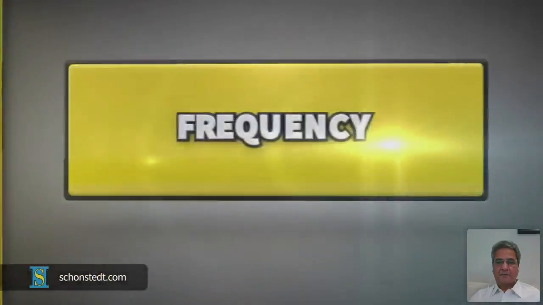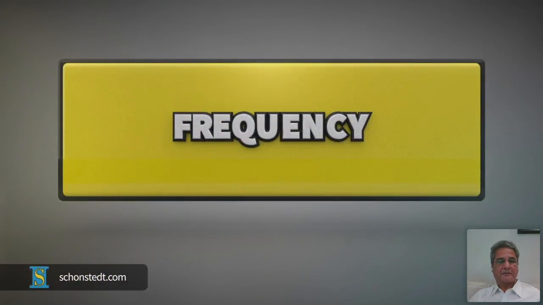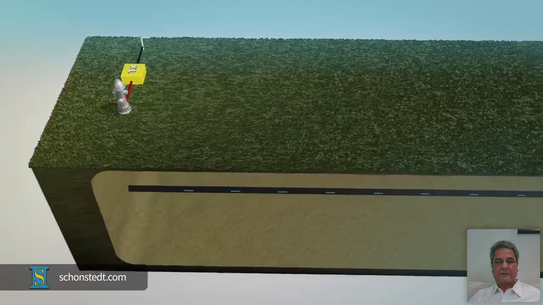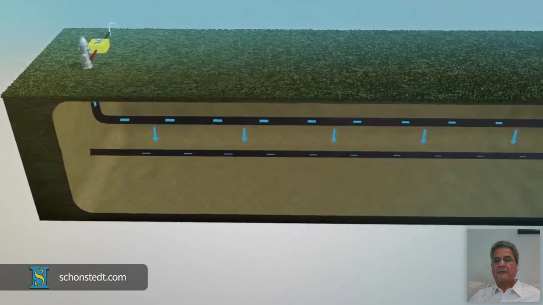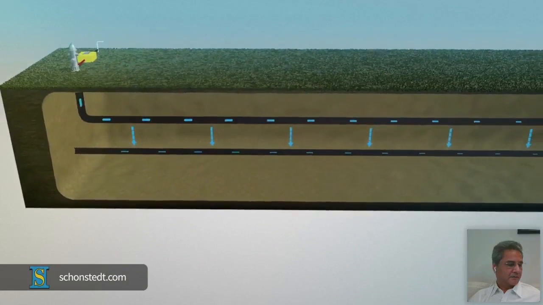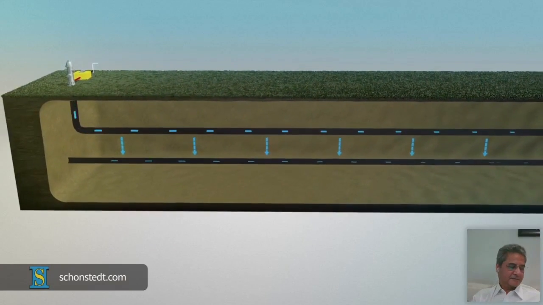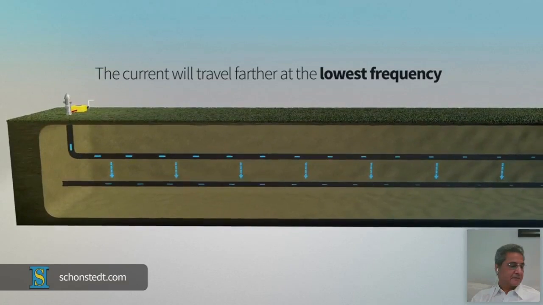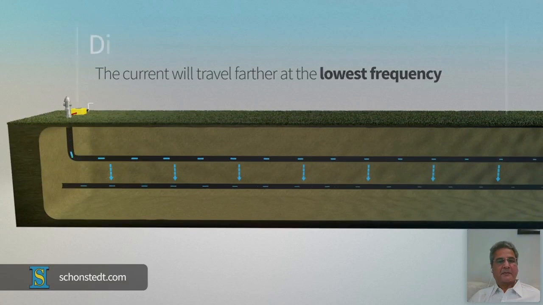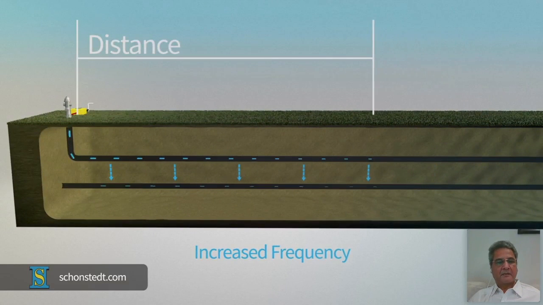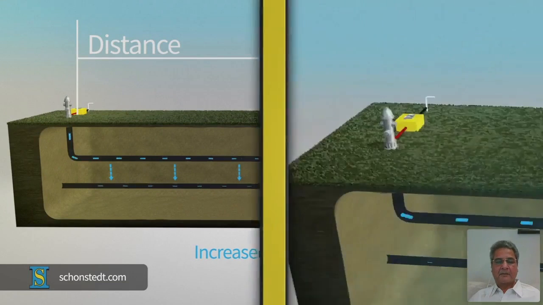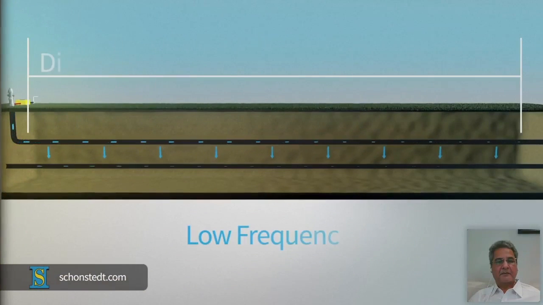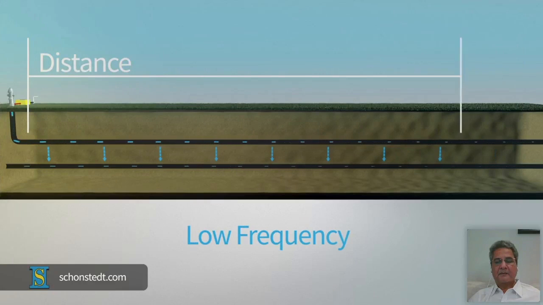One of the keys to getting a good signal is applying the proper frequency. If conditions are good, with a good conductor, connections, and soil conditions, the current will travel farther at the lowest frequency, with less leakage to adjacent structures. An increase in frequency will cause the signal to leak sooner and cover less distance. As a rule, always start with the lowest frequency possible and increase as needed.